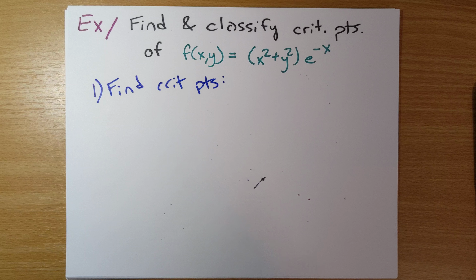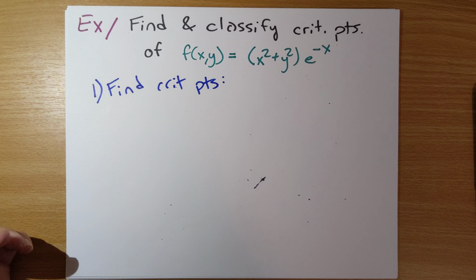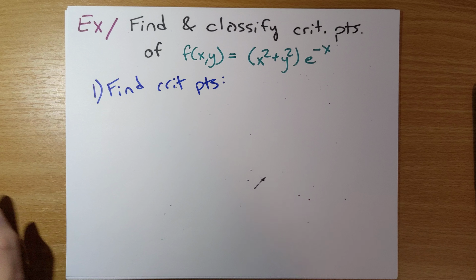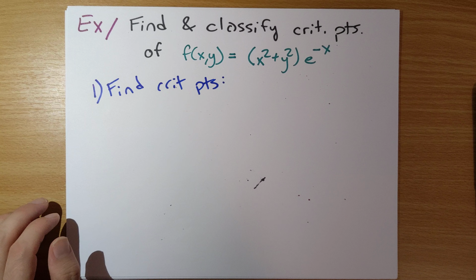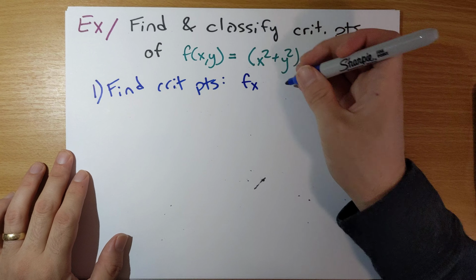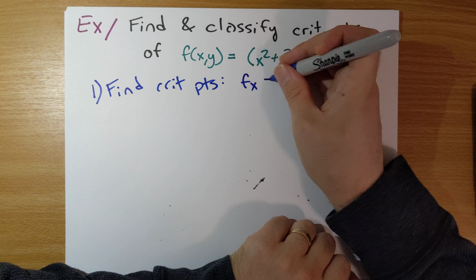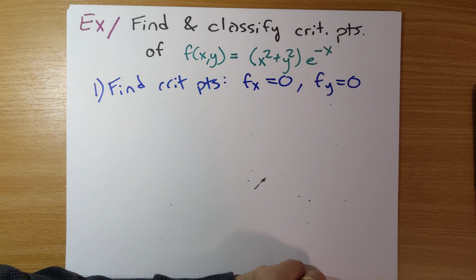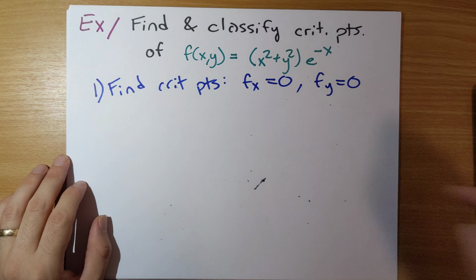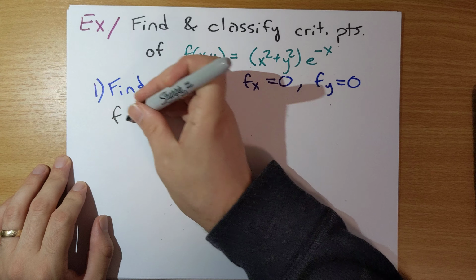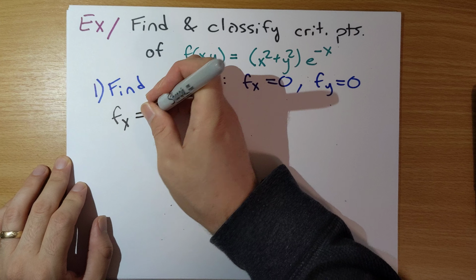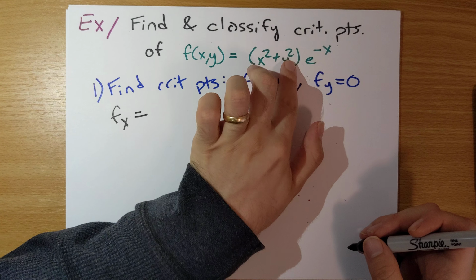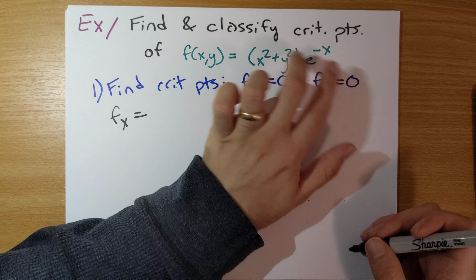Remember, critical points are when the partial derivatives are both going to equal 0 here. Everything will exist. We don't have to worry about the does not exist case. So we need to compute fx, set that equal to 0, compute fy, set that equal to 0. If we take the partial derivatives, the x partial derivative here is going to require the product rule because there's x in both this factor and this factor.